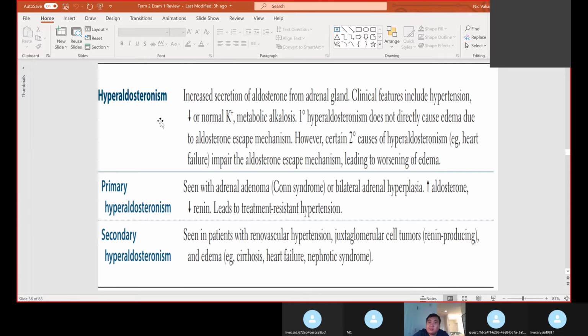Hyperaldosteronism. Now, your aldosterone is out of whack. It's increased. So what can you see? Increase in aldosterone, so increased sodium reabsorption. So think about hypertension, right? Decreased K, metabolic alkalosis. There are different kinds, primary and secondary. Don't pay attention to that for now. More of that on term 4, the primary and secondary.